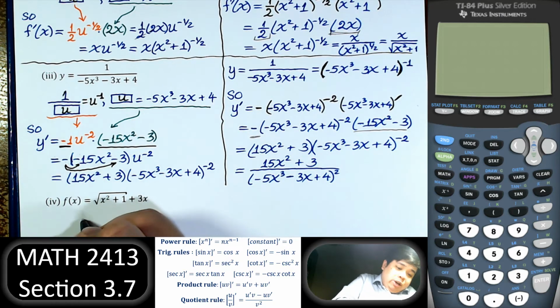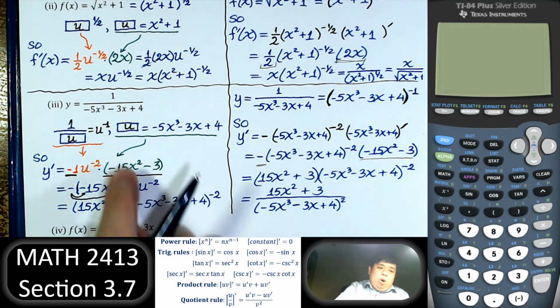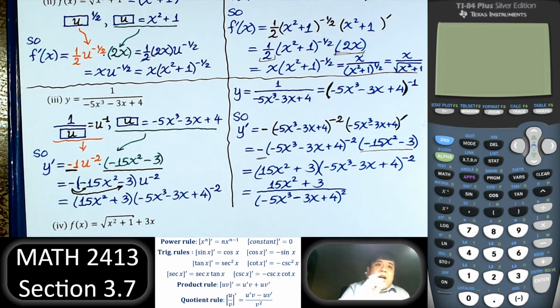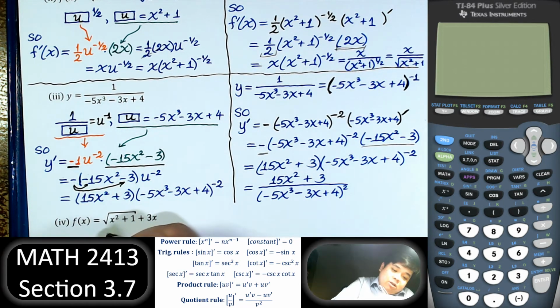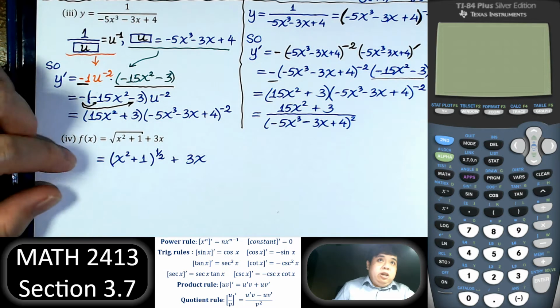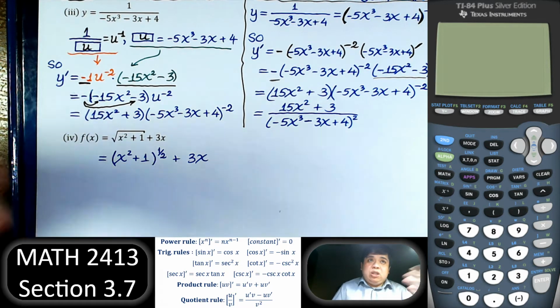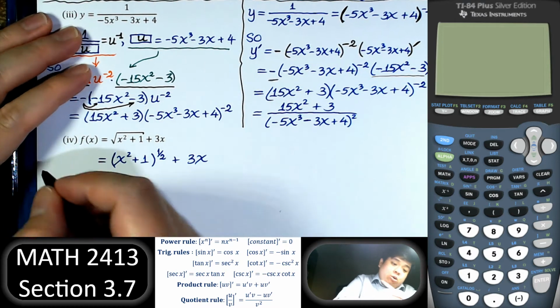So before we do anything, if we have a square root, cube root, or reciprocal function like this, I just write that as a power instead. So we write that as a power of 1/2. And then plus 3x. Right, so that is the function. We'll rewrite that with the 1/2 power, so it's easier to take the derivative. Now we will take the derivative.